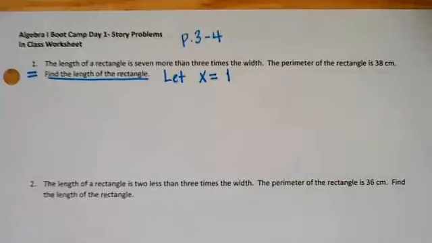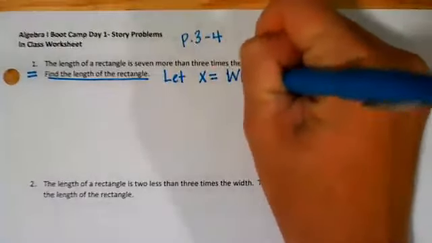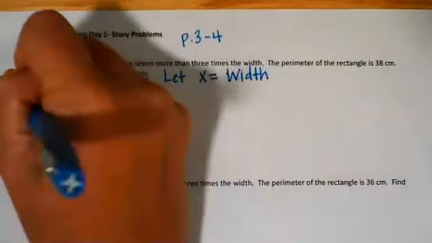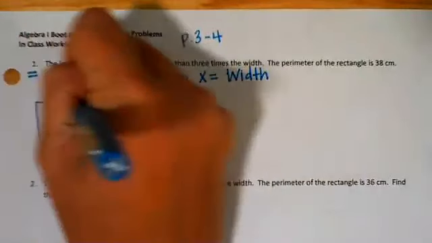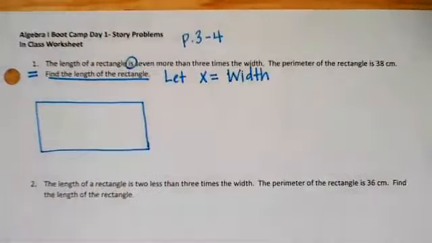The length of a rectangle is 7 more than 3 times the width. The perimeter of the rectangle is 38 centimeters. Find the length of the rectangle. So we're going to go ahead and let x equal the width of the rectangle. The reason we can say that is because we can set up an equation for the length, since it's using this word "is" in there.